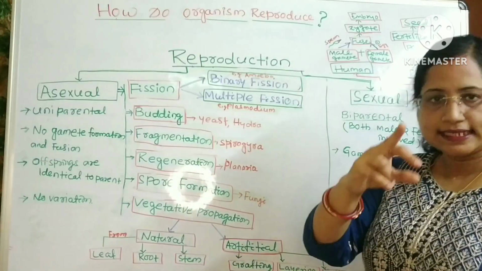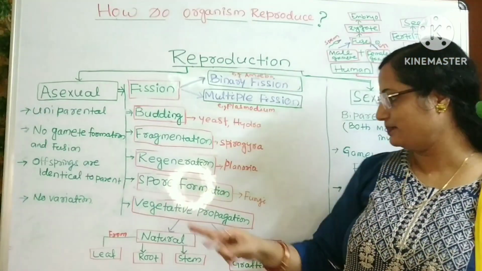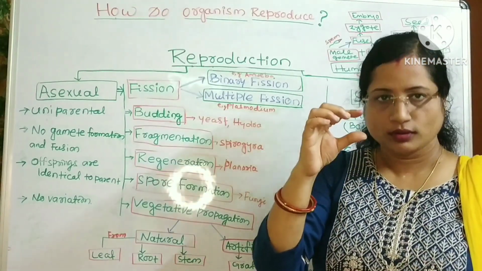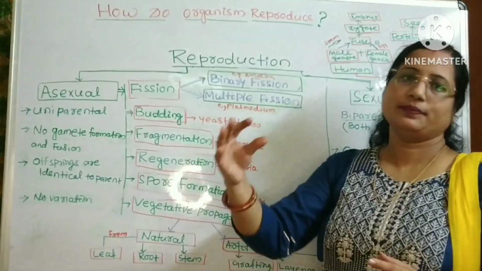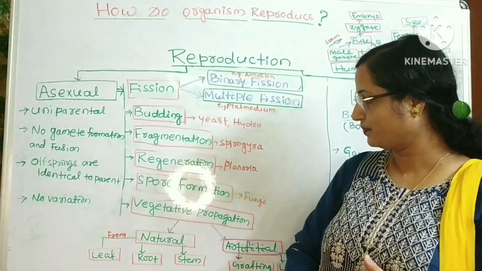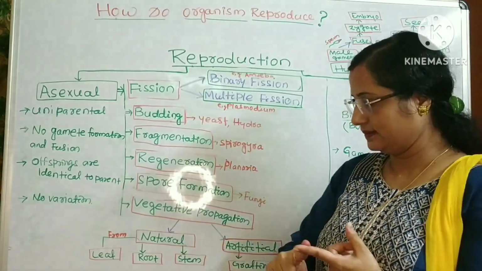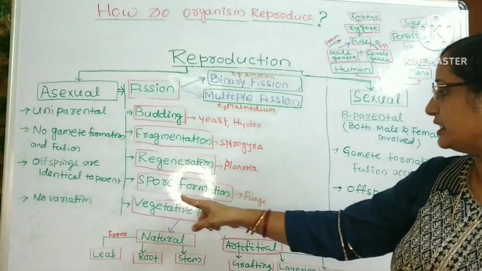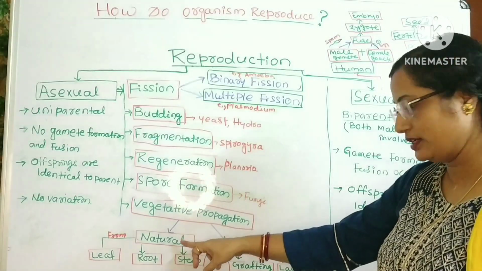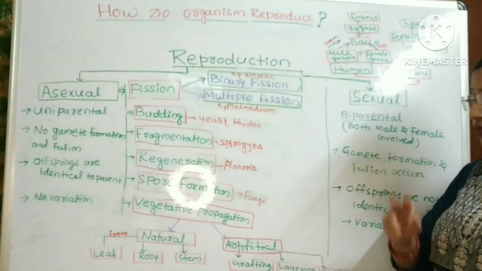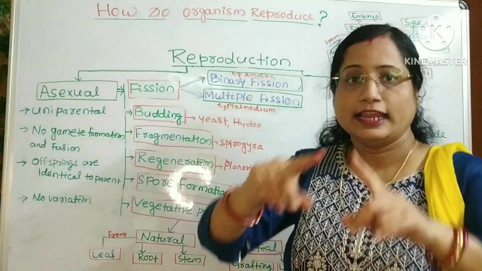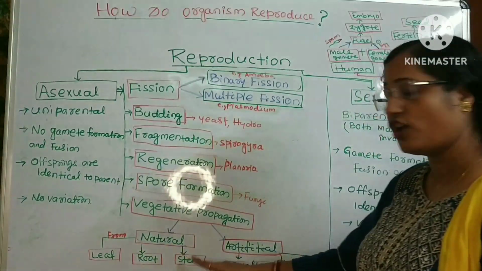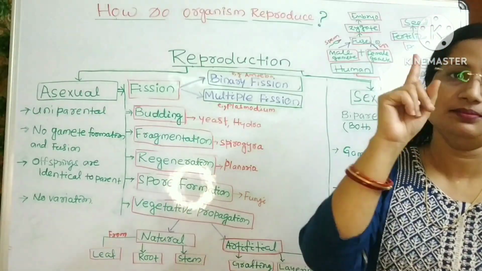Vegetative propagation: asexual reproduction in plants is known as vegetative propagation. Vegetative propagation means any part of the plant is involved in reproduction, and that is asexual reproduction. It may be a leaf, root or stem. Vegetative propagation is again of two types: natural vegetative propagation and artificial. When a whole plantlet naturally develops from a single part of a plant, that is from leaves, root or stem, that is known as natural vegetative propagation.